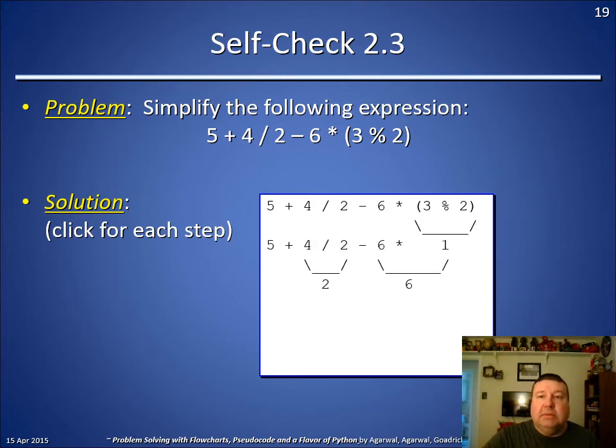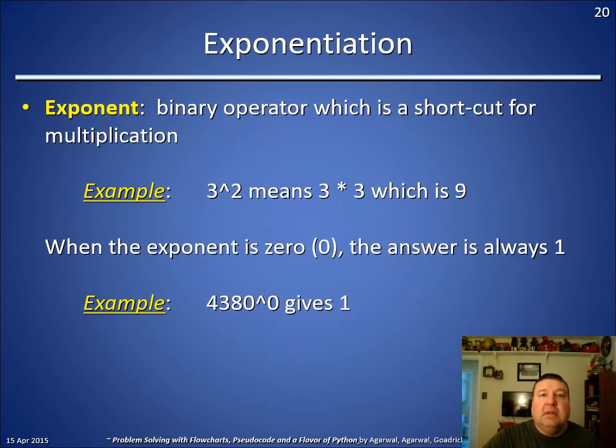Here's an example here, which we'll cover later on in the course too. We'll do some exercises on the order that you use. Okay, exponent or exponentiation. Your exponent is your operator, which is a shortcut for multiplication. So 3 with the 2 exponent, or to the second power, means 3 times 3, which is 9. If you have a 0 for your exponent, then the answer is always going to be 1, no matter what the first number is.